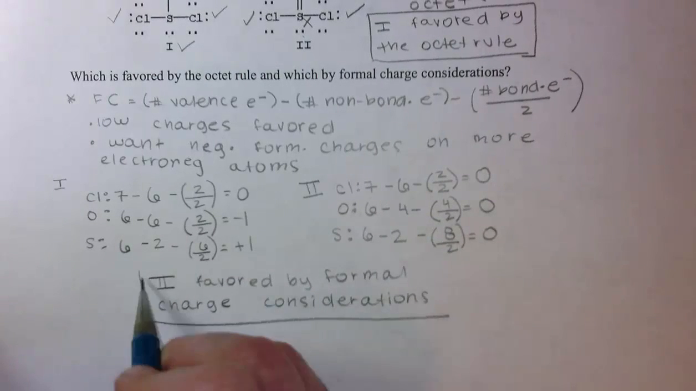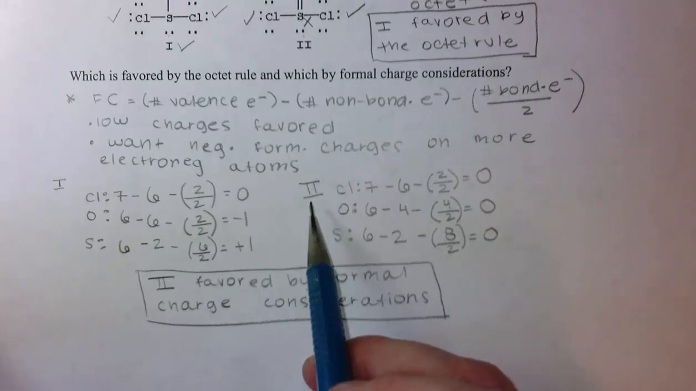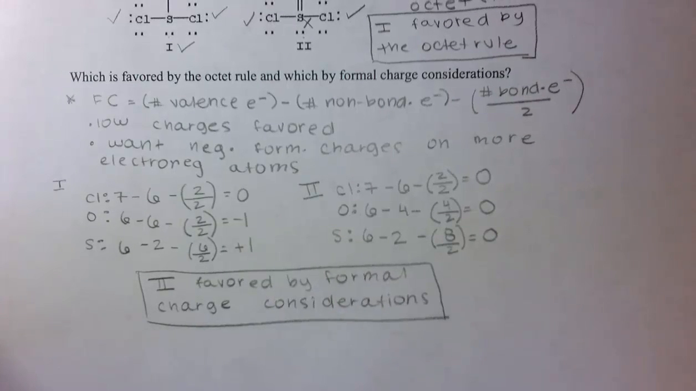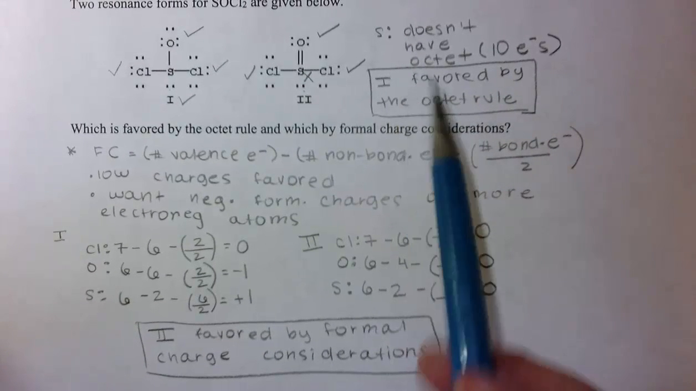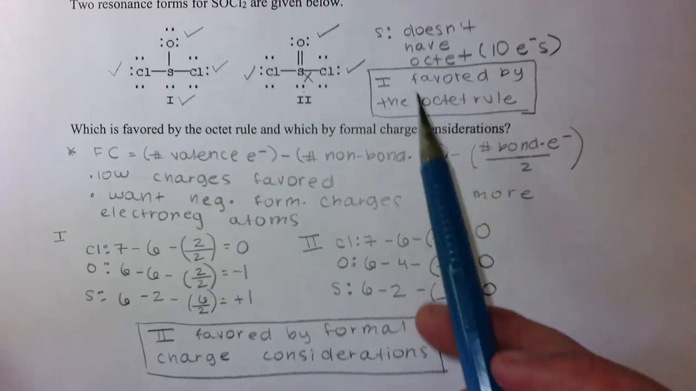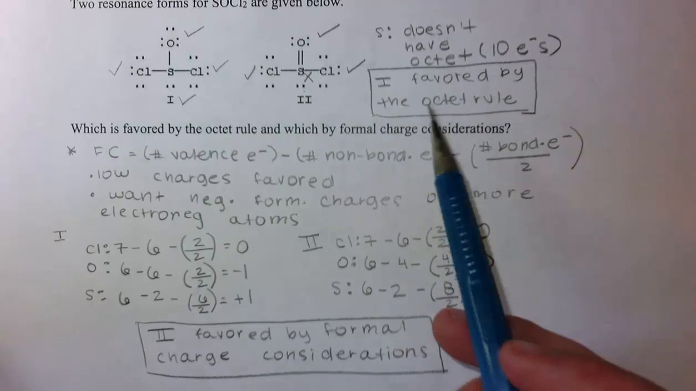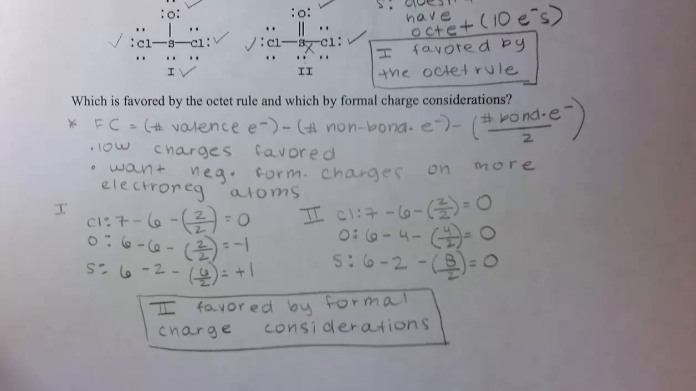I do want to note as well that in this scenario, formal charge considerations actually take priority over the octet rule. So the second resonance form is more stable. And although it doesn't follow the octet rule, sulfur can have an expanded octet. So it is still stable and it is still valid for sulfur to have 10 electrons. But our answer is that resonance form 1 is favored by the octet rule, and resonance form 2 is favored by formal charge considerations.